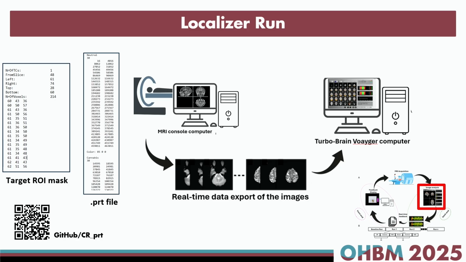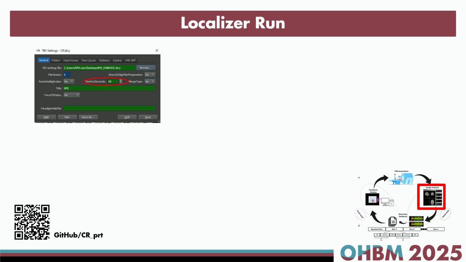For these cue-reactivity tasks, a couple of important steps before starting are how to actually set it up in Turbo Brain Voyager. There is a lot of information about it that I definitely cannot cover today, but I highly recommend that you go through the documentation again. One of the important things in this setup is timeout seconds, as you can see here. This is where we define: please wait for these couple of seconds if you didn't receive any data from the scanner. Just keep in mind that it's real-time processing.